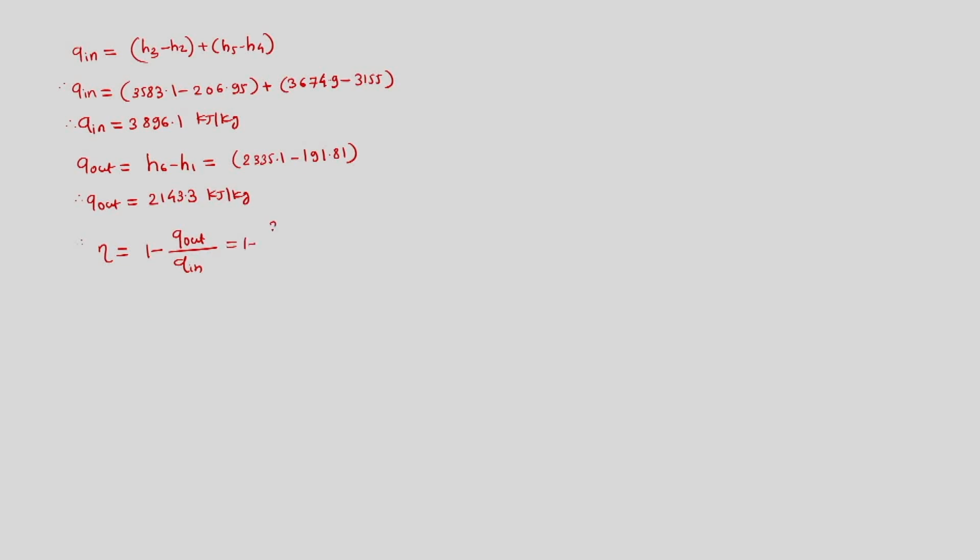So cycle efficiency is equal to 1 minus Q out upon Q in, which is 1 minus 2143.3 divided by 3896.1. So cycle efficiency becomes 0.45, which is 45%. So this is how we would have to solve the example.